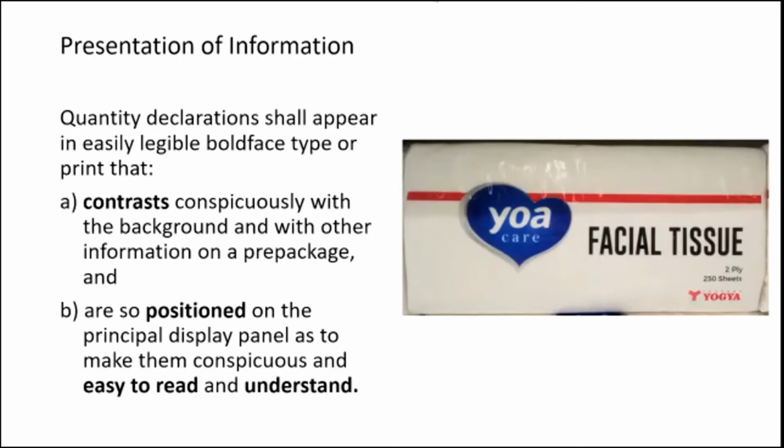We have facial tissue from Yoa. It says 250 sheets 2 ply. It's easy to read. People could just, oh, okay, they could understand it easily. And it contrasts with its background.